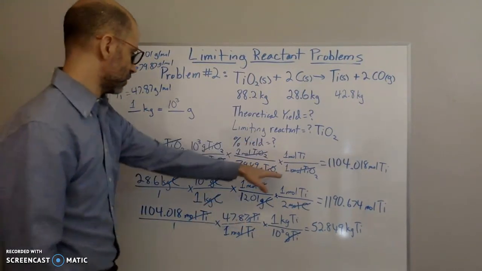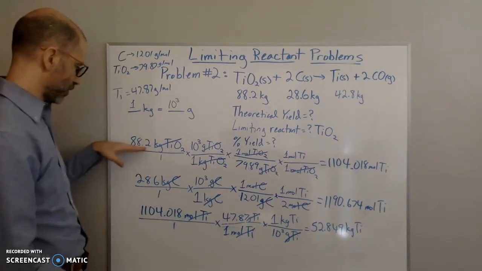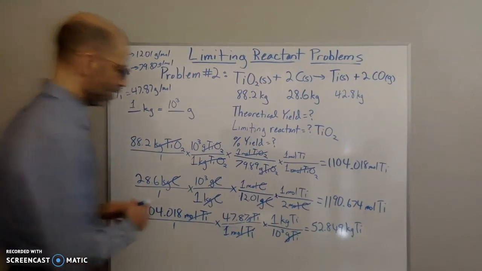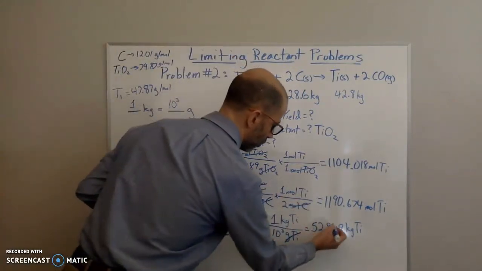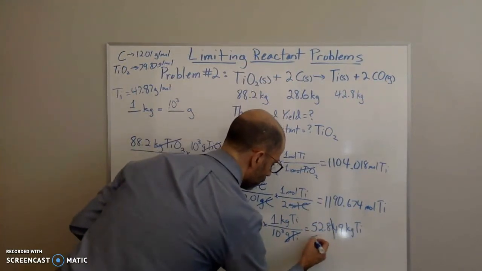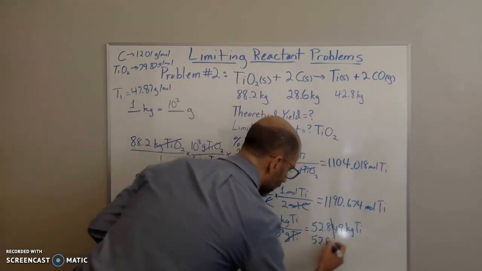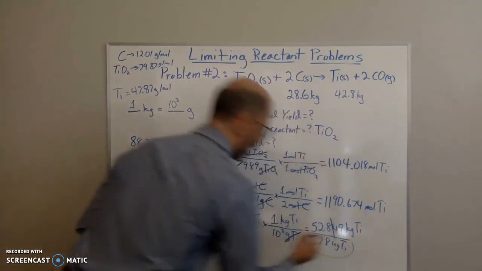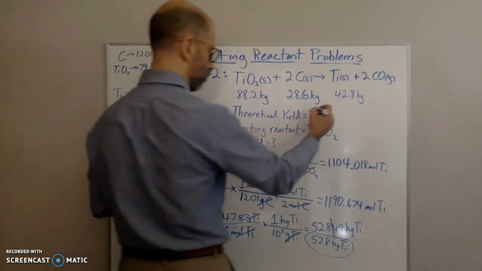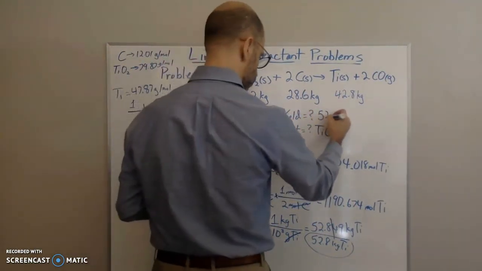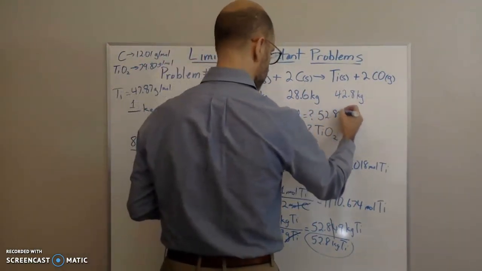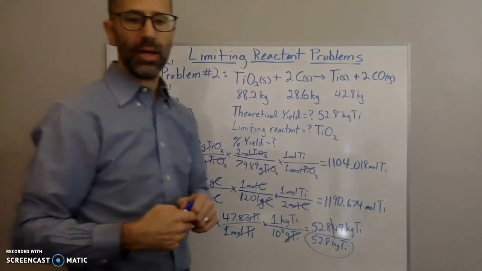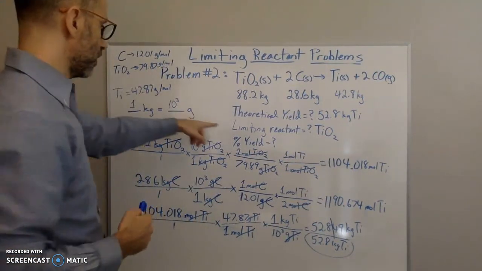That's going to be exact. That's going to be exact. And I have 3 sig figs here. So the lesser amount is 3. So that means 1, 2, 3. I cut it off here. So 52.8 kilograms of titanium would be what I would report. So that would be the theoretical yield. 52.8 kilograms of titanium. And then finally, the percent yield.